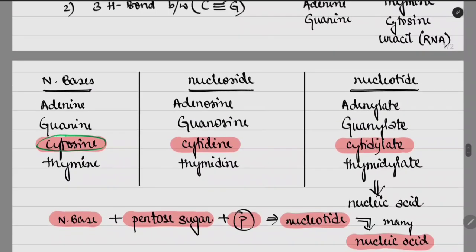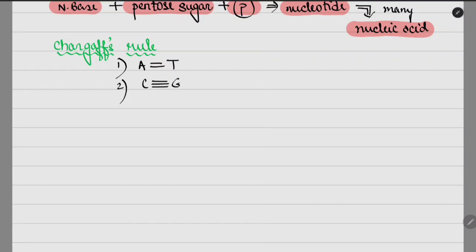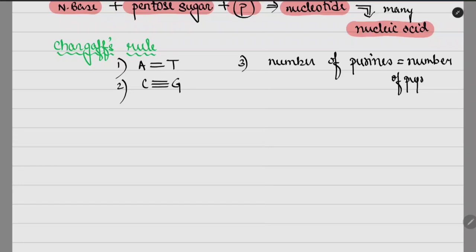Okay. Now I will discuss some rules as said by Chargaff. These are named Chargaff's rules. As I said earlier, adenine has 2 hydrogen bonds with thymine. This is a rule given by Chargaff. Another rule is that cytosine has 3 hydrogen bonds with guanine. Now the third rule, as it seems very easy, is that the number of purines is equal to the number of pyrimidines.